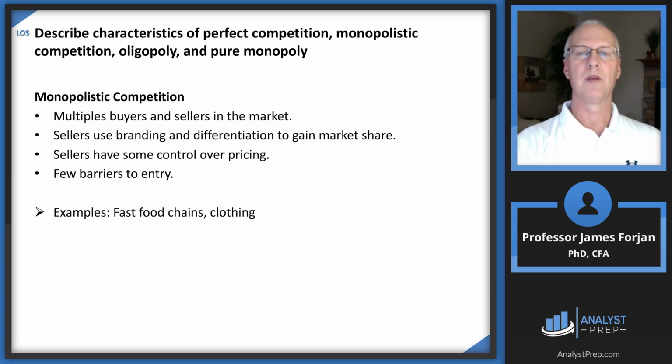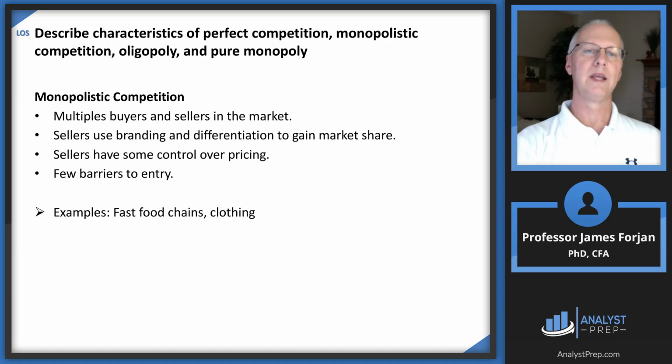Now, suppose that we relax that assumption from the monopoly structure and allow for some kind of competition. And so we're going to call this monopolistic competition, in which there are multiple buyers and multiple sellers in the market. These monopolistic competitors are typically selling the same kind of good or service, like maybe a t-shirt or a pair of socks or maybe some fast food chains.